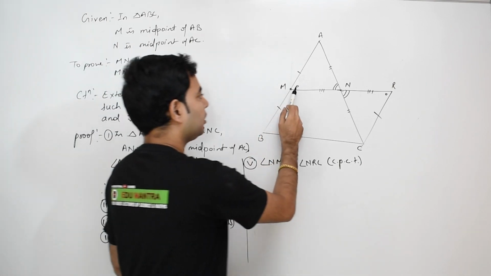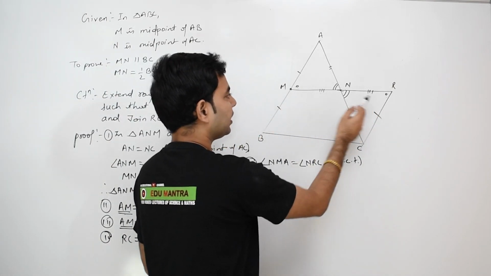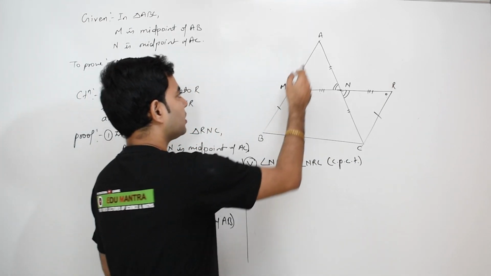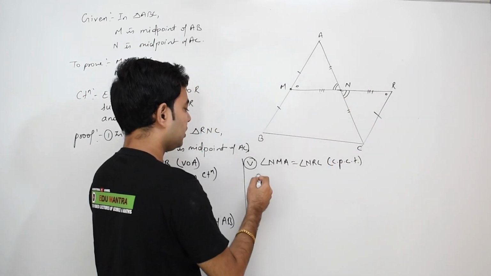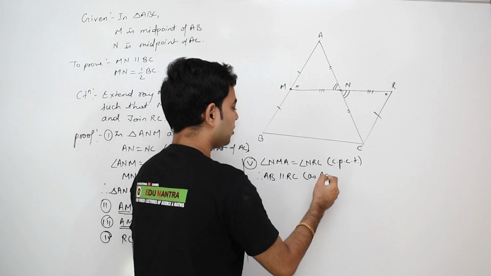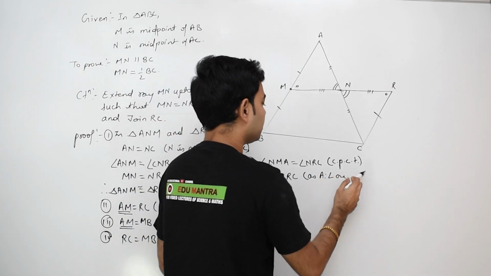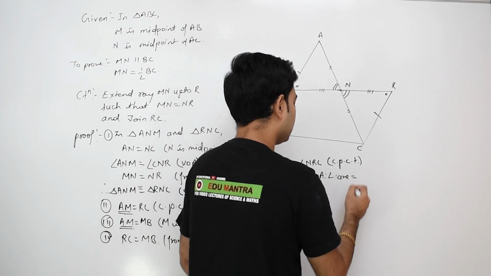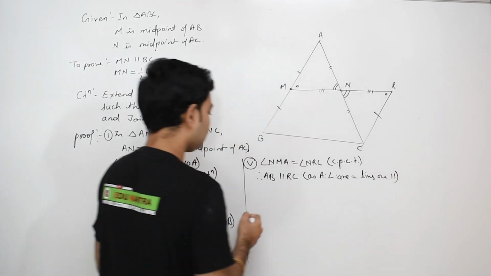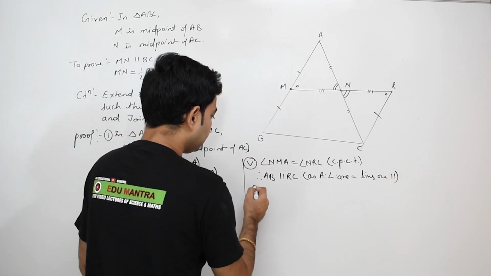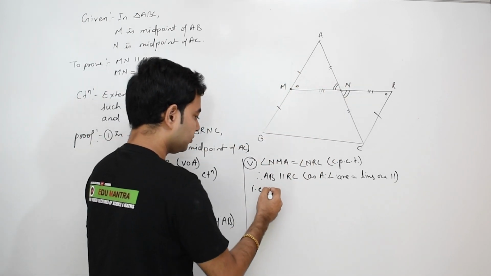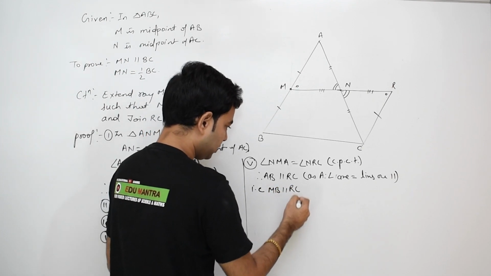If this is equal to this, these are alternate type of angles, and if alternate angles are equal, then lines are parallel. It means that AB is parallel to RC. Therefore, AB parallel to RC, as alternate angles are equal, lines are parallel. If AB is parallel to RC, it means that MB is also parallel to RC.